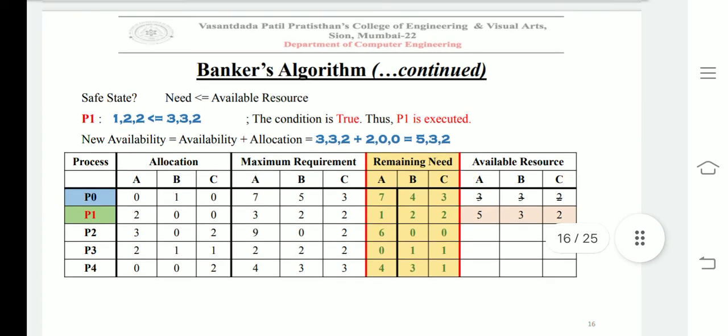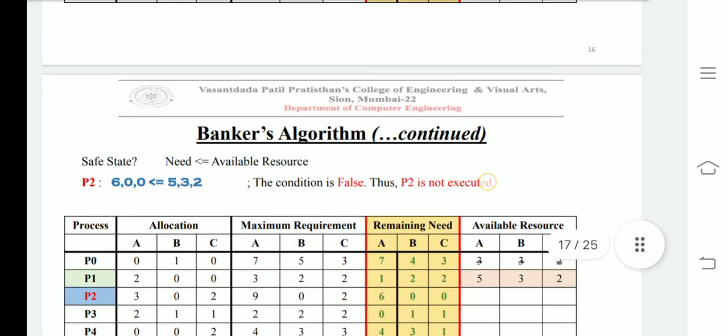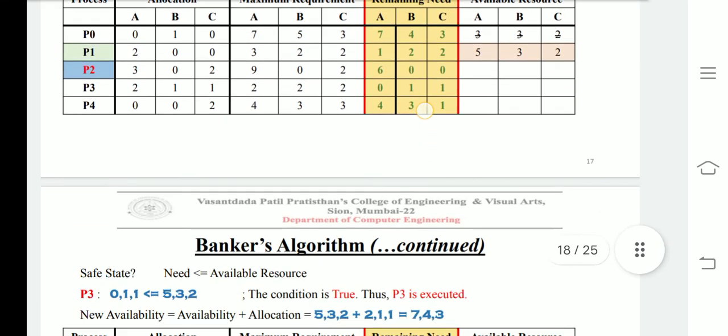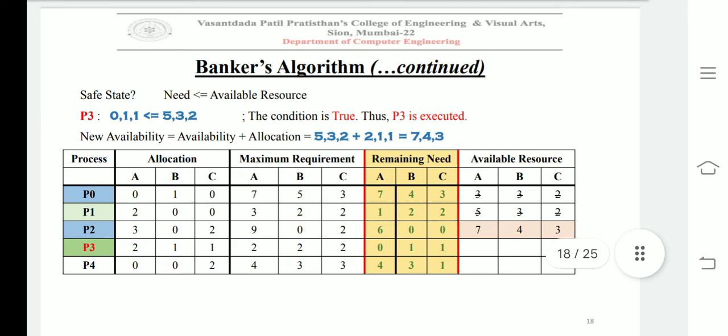Next we will proceed with P1, the process 1. Again we will check the condition. Yes, we find that the condition is true. So we will execute P1 and update the value as 5, 3, 2. Then we will proceed with P2. We will find that the condition is false. We will not update the value as P2 is not executed, but our current available resource is 5, 3, 2 only.